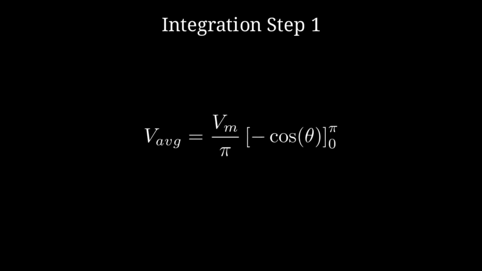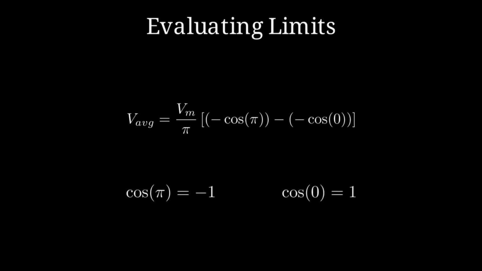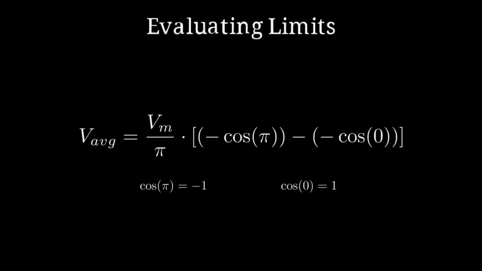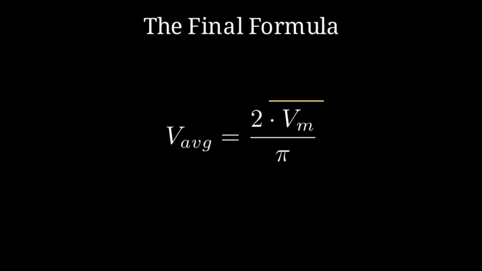The integral of sine theta is negative cosine theta. We must now evaluate this expression at our upper limit of pi and our lower limit of 0. Substituting the limits, we get negative cosine of pi minus negative cosine of 0. Since cosine of pi is negative 1 and cosine of 0 is 1, the term inside the bracket simplifies to 1 plus 1. The result is 2 times the peak voltage divided by pi.